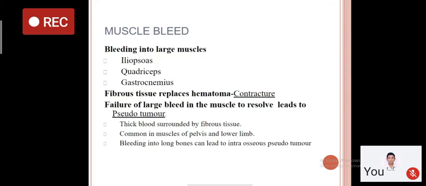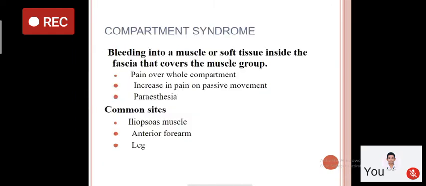Then muscle bleeds also happen in larger groups of muscles, especially those with a weight-bearing impact, like iliopsoas, quadriceps, and gastrocnemius. Replacement of the muscles with fibrous tissue after a hematoma can lead to the formation of contractures, and even failure of a large bleed in the muscle to resolve might lead to pseudotumor formation.